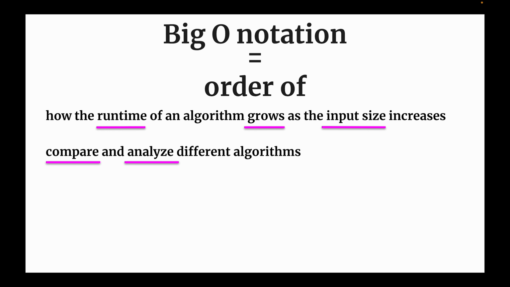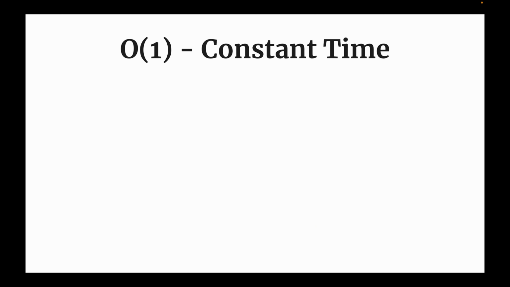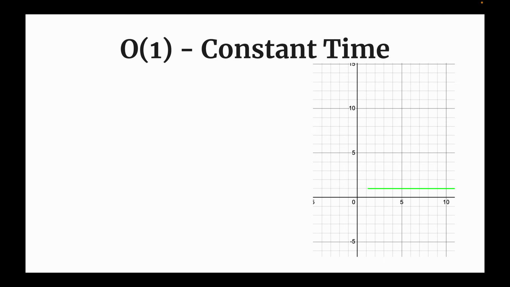So let's have a look at a list of the most common running times for algorithms using big O notation, along with the examples. And the first one is going to be big O of 1, a constant time. The algorithm takes a constant amount of time regardless of the input size. So it doesn't matter how big the input is, it always takes constant time.